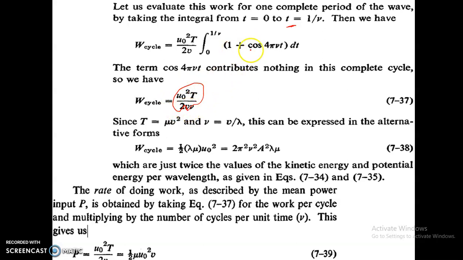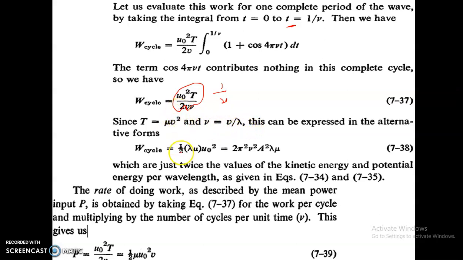And integral dt over 0 to 1 by nu will be 1 by nu. And this 1 by nu is written here. So work done in a complete cycle is u0 square T divided by 2 nu v, or T u0 square by 2 v nu, where v is the wave velocity and u0 is the maximum wave velocity. Substitute T equal to mu v square and v equal to nu lambda, or nu equal to v by lambda.